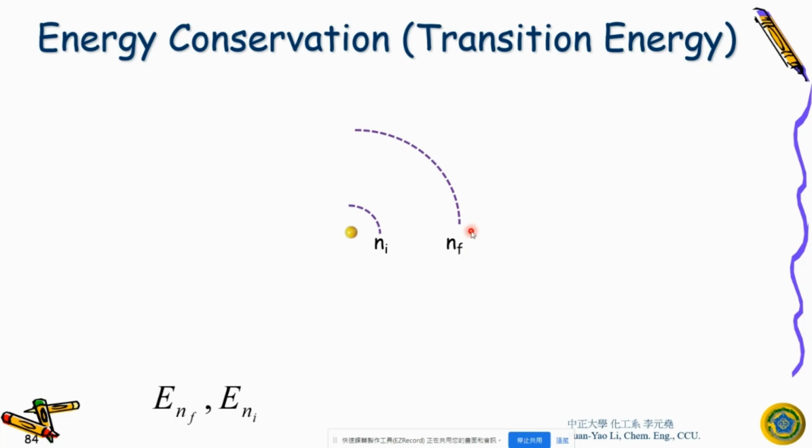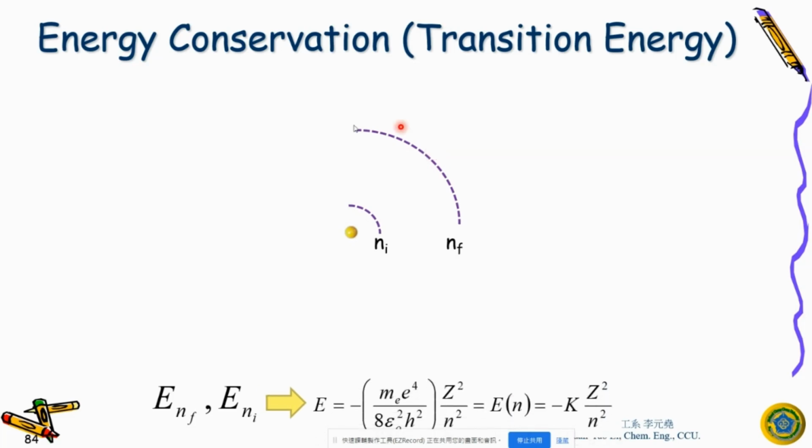According to the Bohr atomic model, we understand that if the electrons stay in this orbit or this orbit, they all have their own energy, velocity, and radius, right? So we can calculate the energy easily according to the Bohr atomic model, and this is the equation. I hope you already remember this very well.